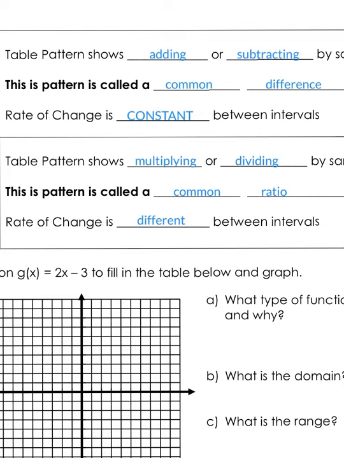Now, the only thing I'm going to add up here is that I'm going to put the d by the common difference. That's what we'll use to represent the common difference. So we'll write d equals under the table, and then when we have a common ratio, we'll use the r to represent that.